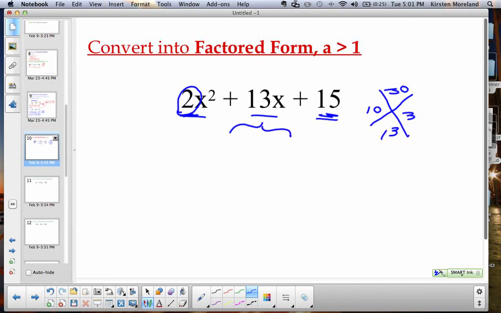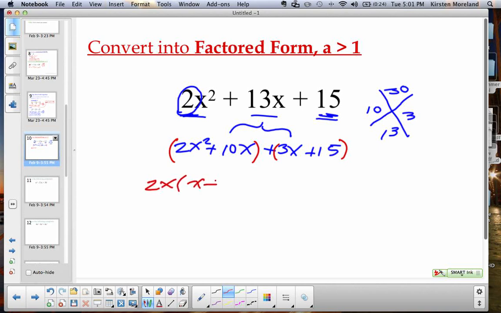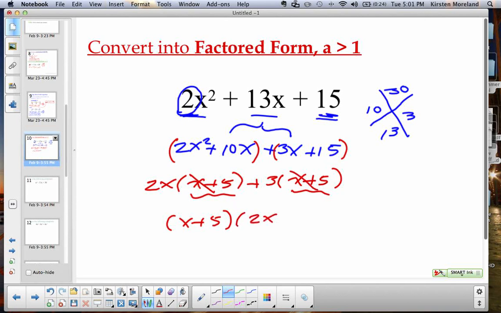So instead I'm going to need to do the method of grouping. So I got 10x and 3x to split up my middle term. First term stays the same. Last term stays the same. And this one is going to take me a little longer than the other ones, but it still gets me to my final answer. So I can factor a 2x out, and I'm left with x plus 5. I can factor out a 3 from the second set, and I'm left with x plus 5. My parentheses match, so I take those out front. They're both gone now, and the leftovers get written in the next set, so my final answer is x plus 5 times 2x plus 3.